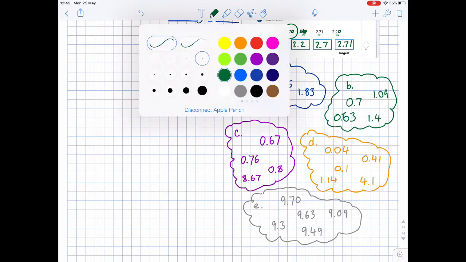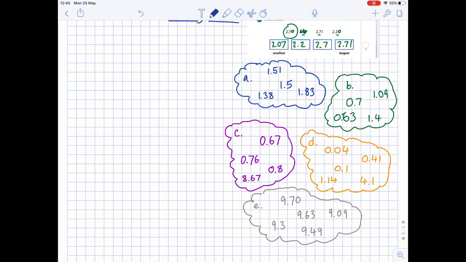Okay then, so I'll change my pen to match each one. For A, the smallest would be 1.38. Then we'd have 1.5, then 1.51, and then 1.83. I'm going obviously from smallest to largest. Then we go up the greens. The smallest is 0.63. Then we've got 0.7. Then we've got 1.09.